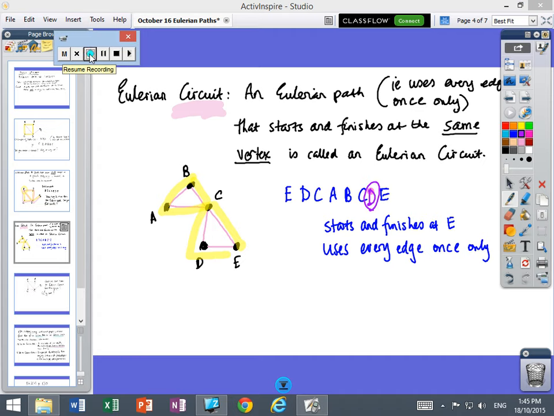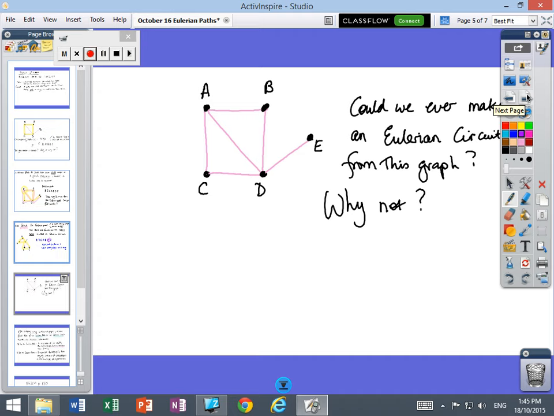So we've got two new words, Eulerian paths and Eulerian circuits, where you're using each edge only once. For instance, if you were delivering the mail, you only want to go along the roads once, or if you're picking up garbage, or a bus timetable, hopefully. In this particular graph, we've got a new network, A, B, C, D, E. We've had this shape before, but can we make an Eulerian circuit from this graph? Why or why not? Have a think about it, and when you're ready, come back to me.